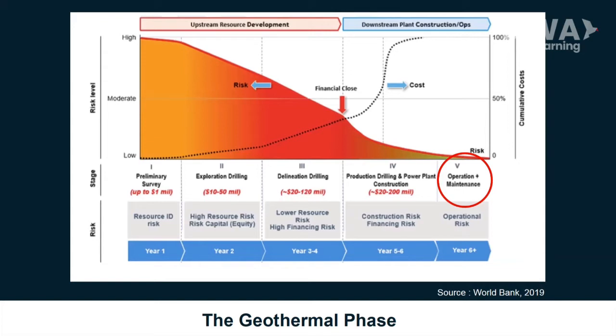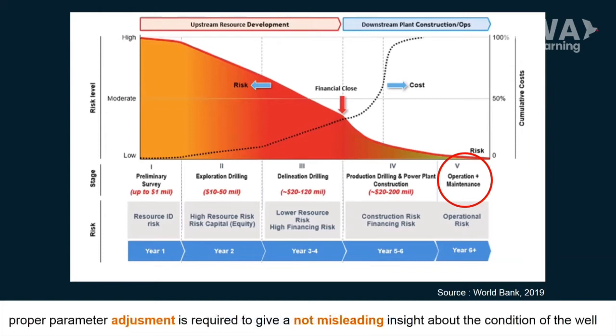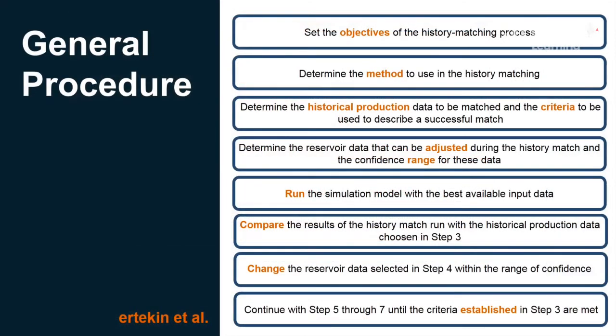In some cases, history matching is carried out to monitor production wells and injection wells. Therefore, proper parameter adjustment is required in the history matching process to give a not misleading insight about the conditions of the well. Here is the general procedure for history matching by Aditya et al.